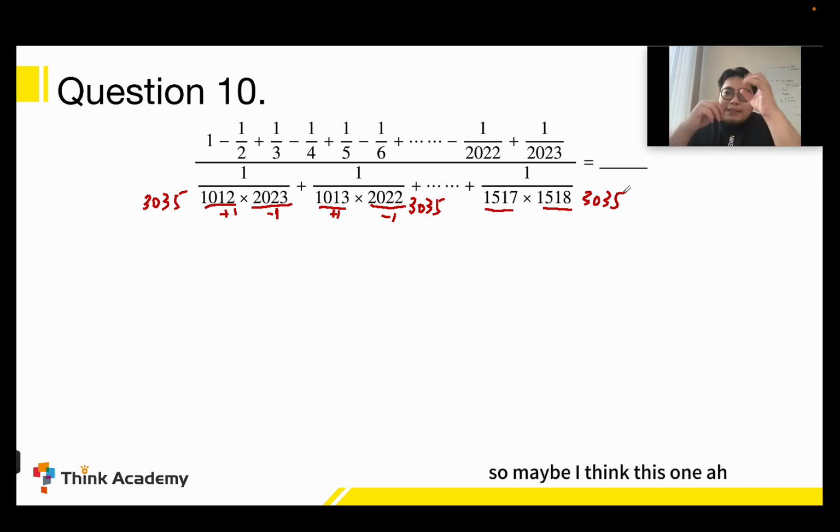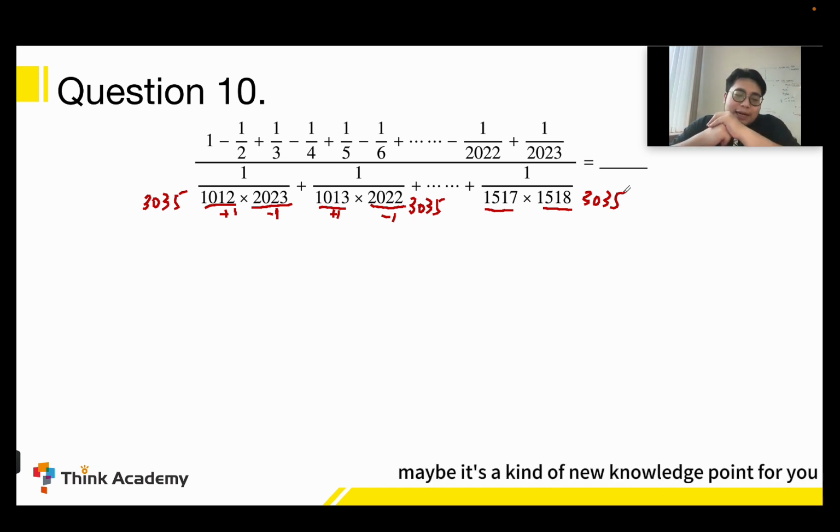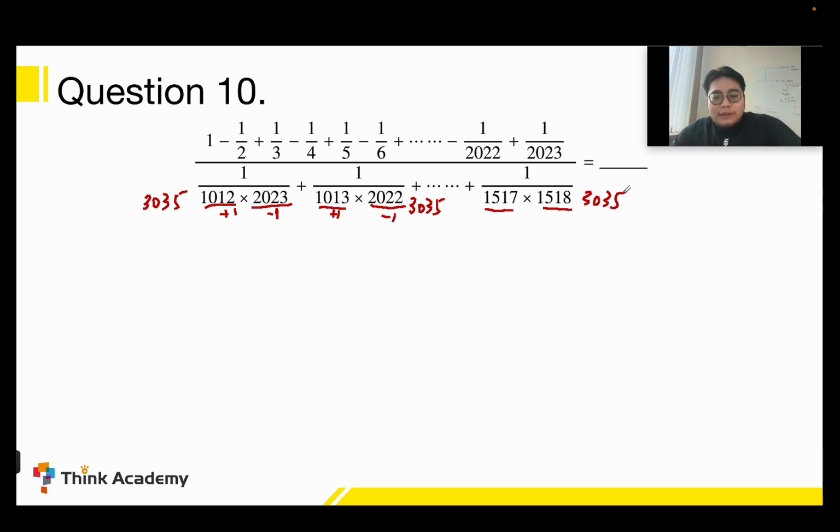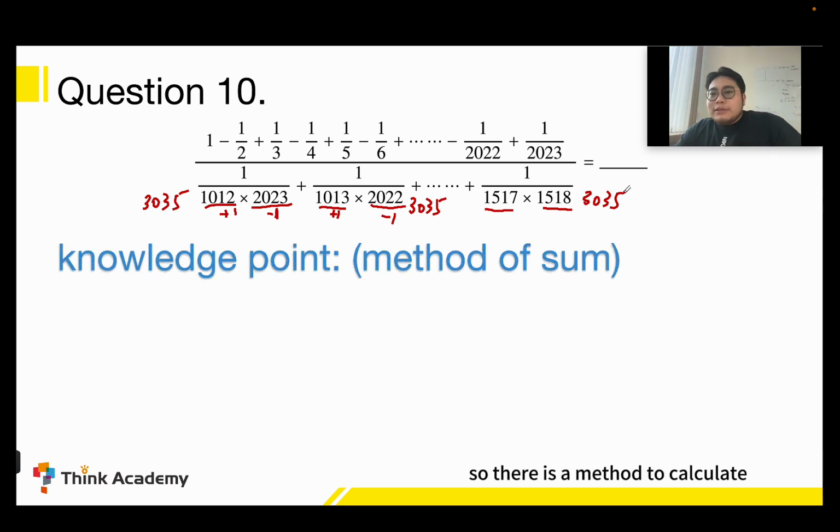Maybe this is a kind of new knowledge point for you. Let's have a look. There is a method to calculate 1 over a times b. I call it the method of sum. Remember, we used to talk about the method of difference. It's like 1 over a times b, where we find that the difference of a and b is just 1.